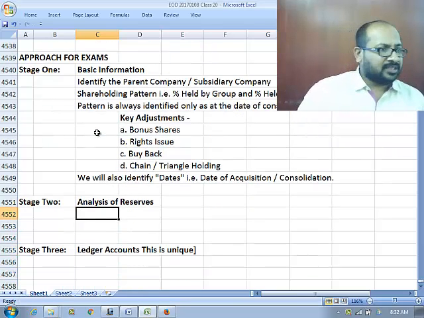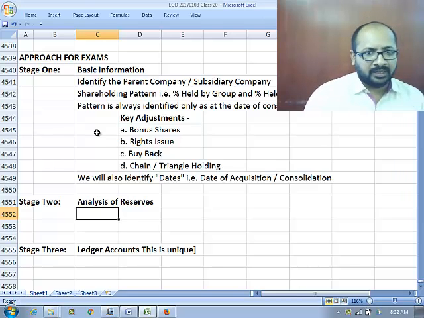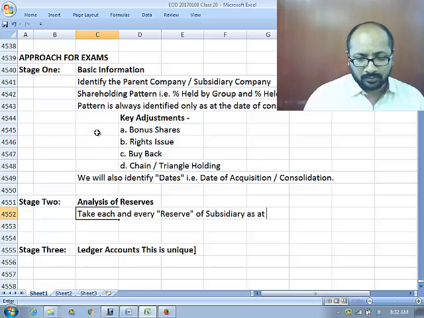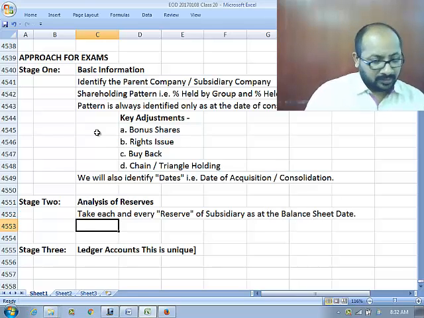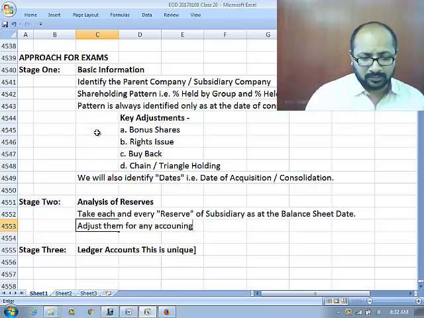Next is all about analysis of reserves. Even though I'm marking it as analysis of reserves, what we are going to do here is take each and every reserve of the subsidiary as at the balance sheet date. Right? Fine. Adjust them for any accounting entries still pending.